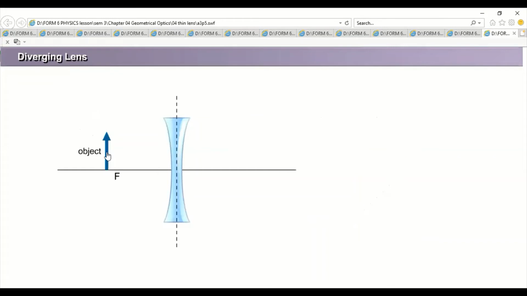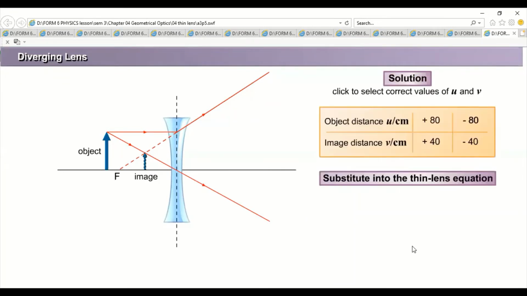For a diverging lens, the light rays diverge, and the image will form in front of the concave lens, in between the object and the concave lens. As a result, we notice that the object distance will be positive and the image distance will be negative because the image formed is virtual.